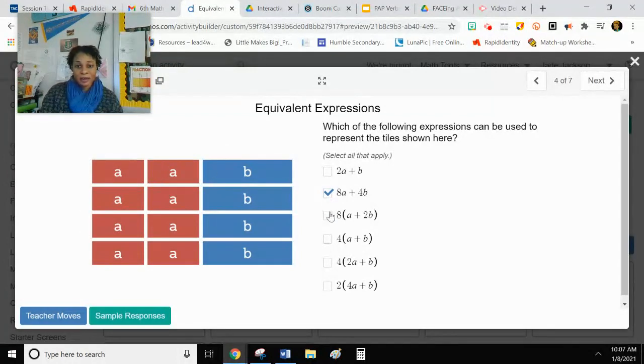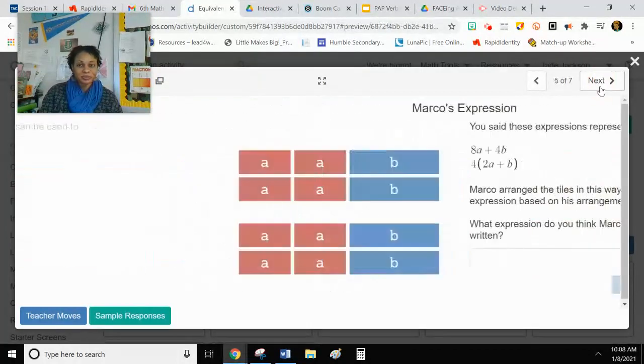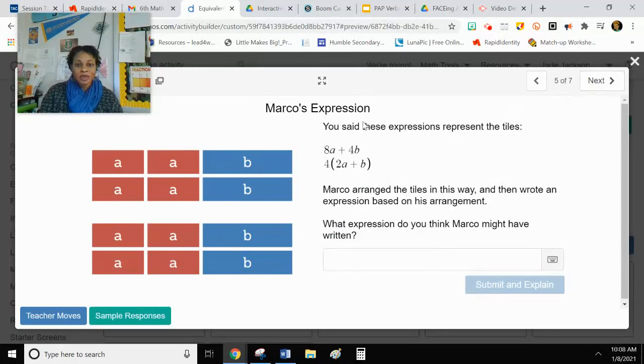So do I see that option? 4 groups, with 2 A's and 1 B. Yes. I have 4 groups, and in each group there are 2 A's and 1 B. So these are the answers that you should have selected. You said these expressions represent the tiles, 8A plus 4B and 4 groups of 2A plus B.